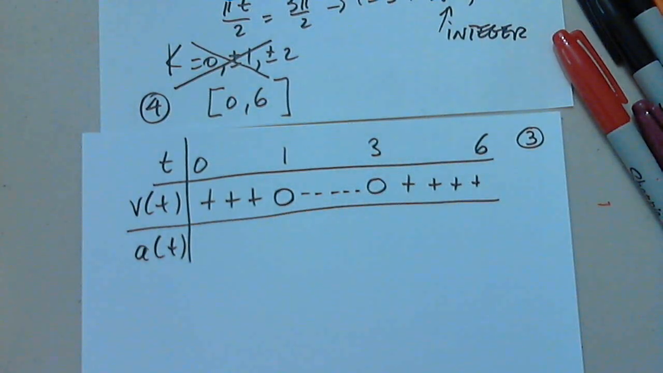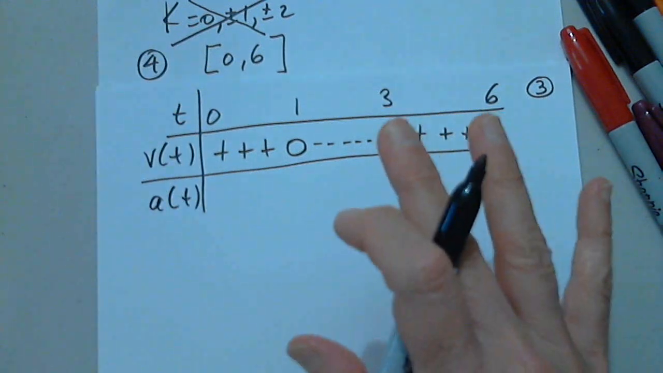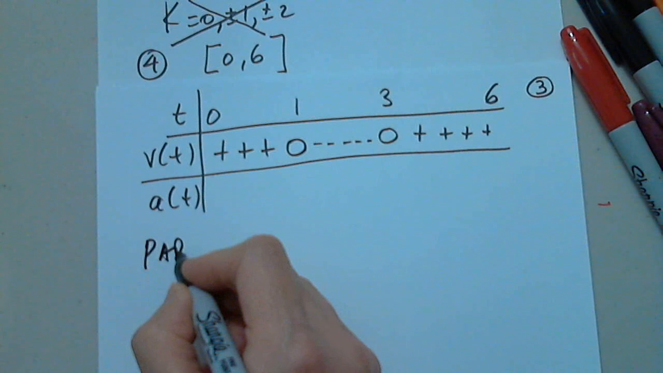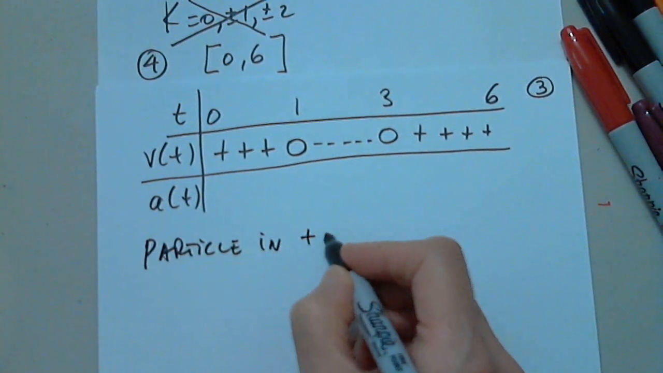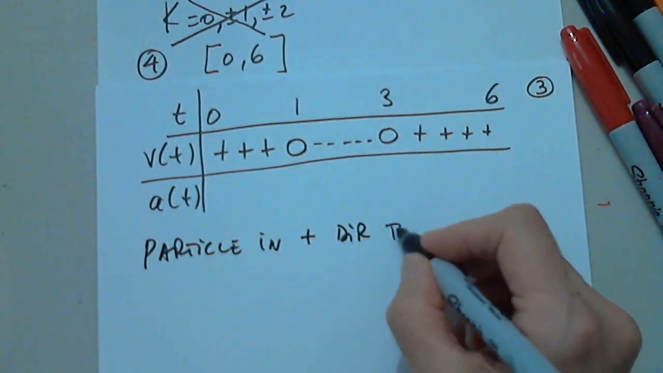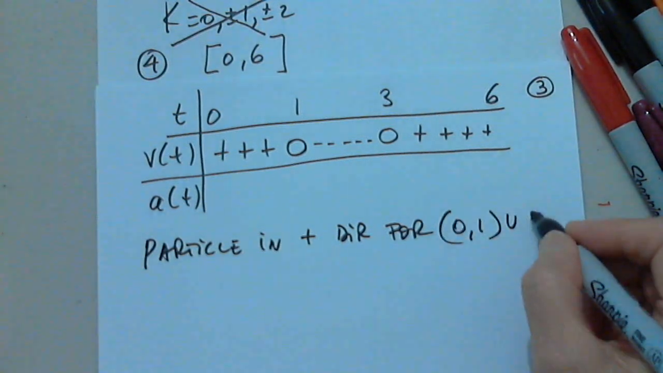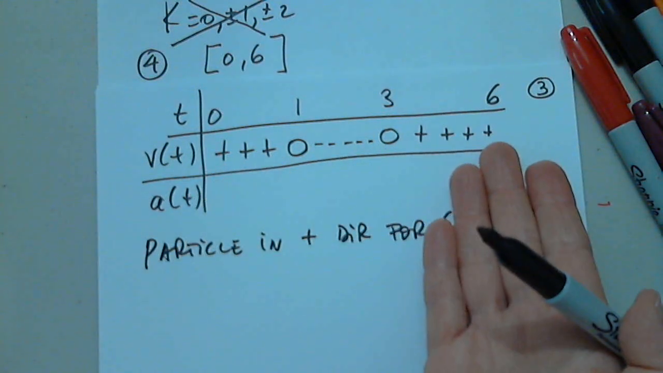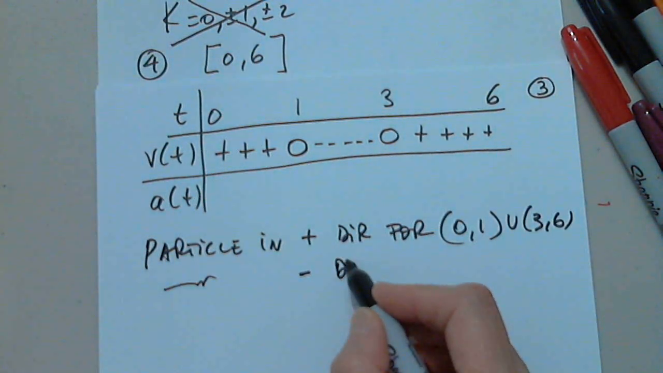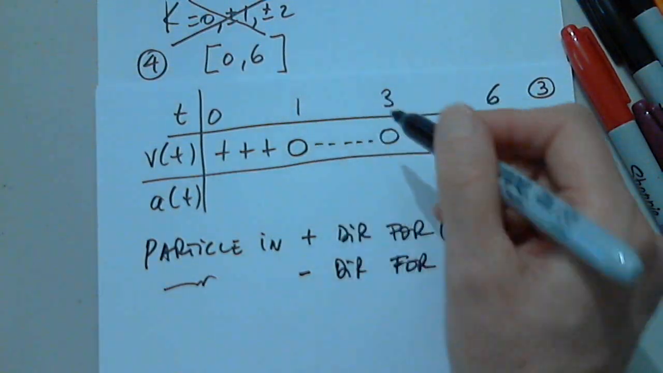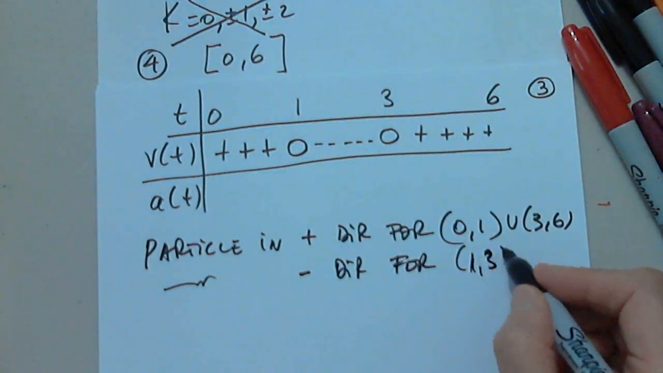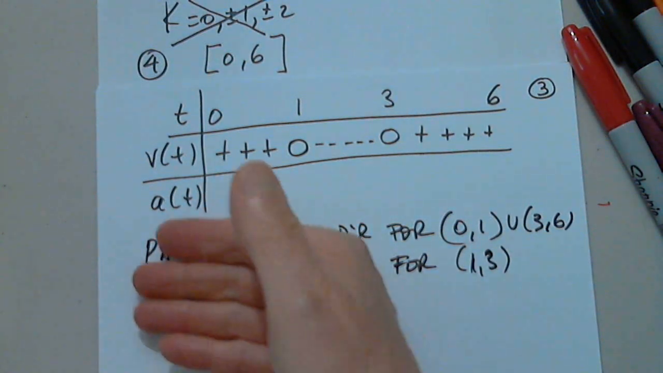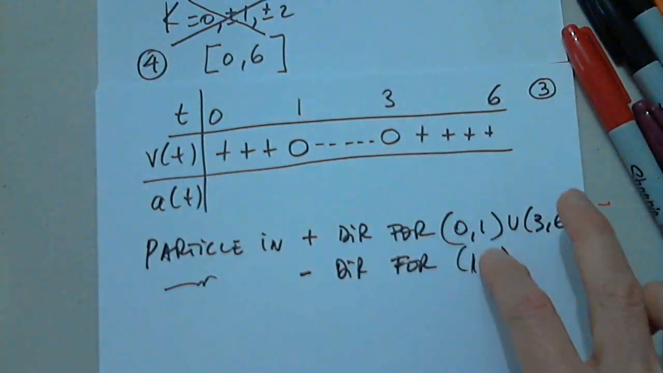You don't have to separate it, okay? So I don't need you to write. It's okay if you do. You can say particle in positive direction for 0 to 1, union 3 to 6. This is not required because I see it here. Particle in the negative direction for t between 1 and 3. There is no need to write that. If you have it in the table, I'm super happy. There is no need. But now for WebAssign, you have to have these.